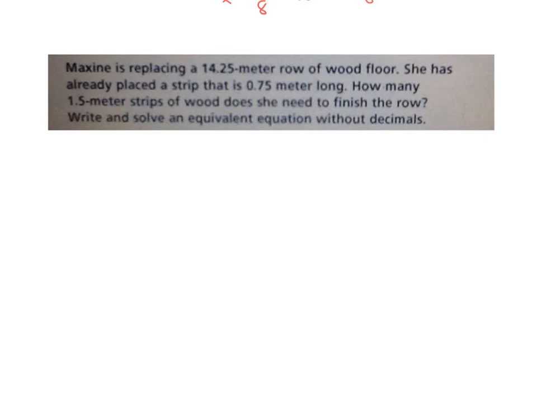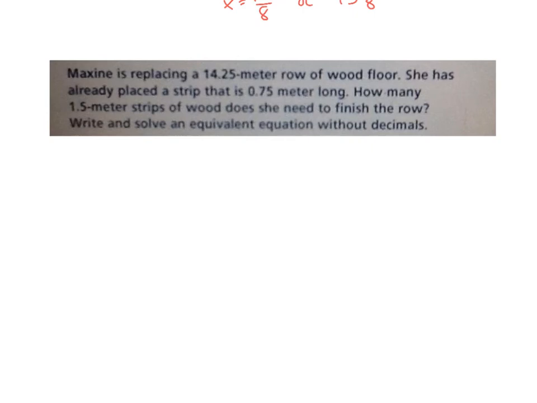So, we know that each of these strips of wood is 1.5 meters, but we don't know how many she needs. But if we knew how many she needed, we could take 1.5 times that number, and it would give us 14.25 meters. So, 1.5 times an undetermined amount of wood strips is going to get us to 14.25.